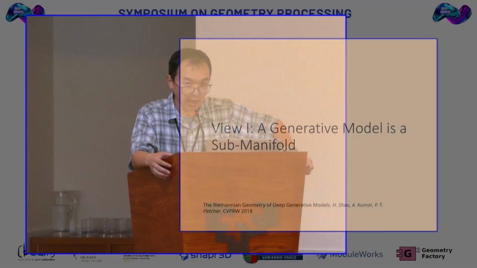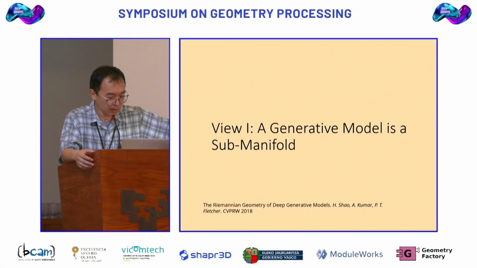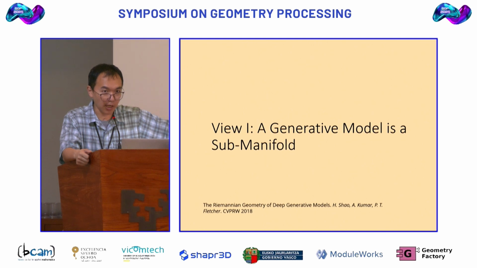The first view: what is a generative model? If you think from the perspective of mathematics, a generative model has a latent space, Z, and then you have a network. It outputs some instance in ambient space. In mathematical form, this is called a submanifold, parameterized by the latent code.